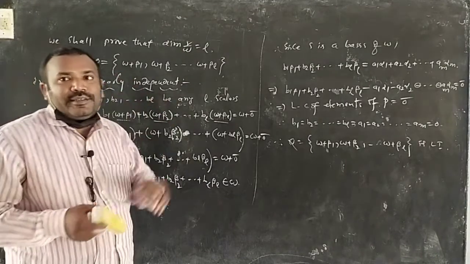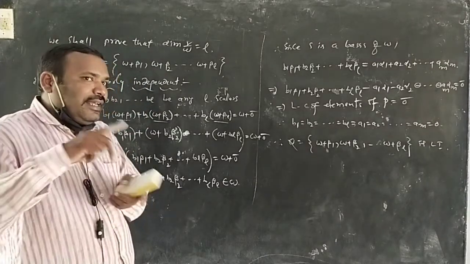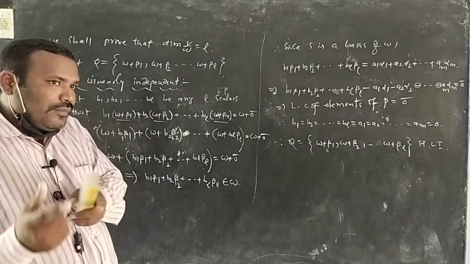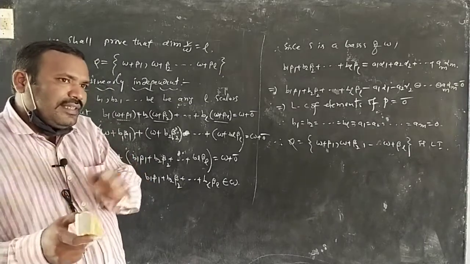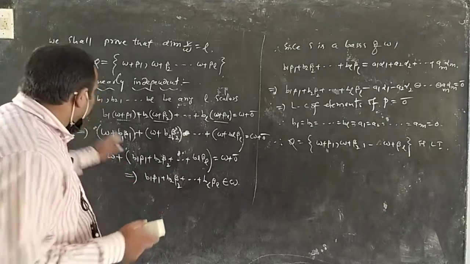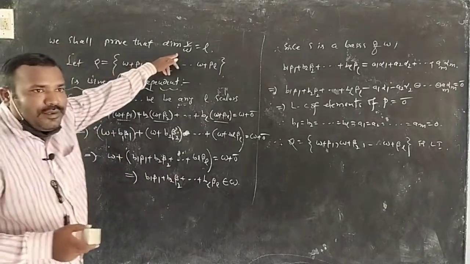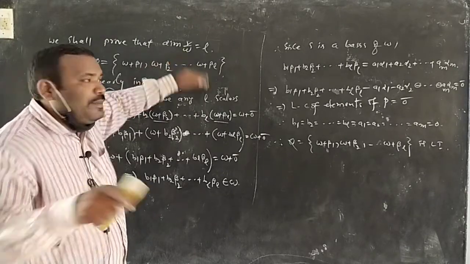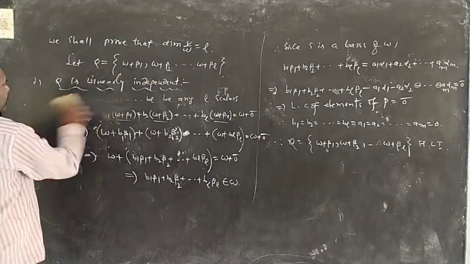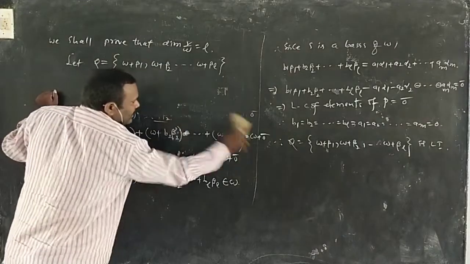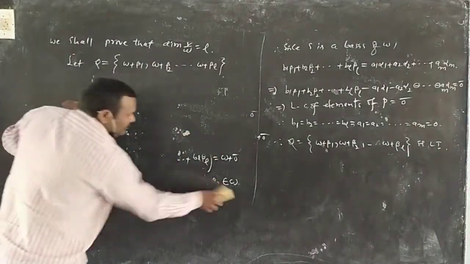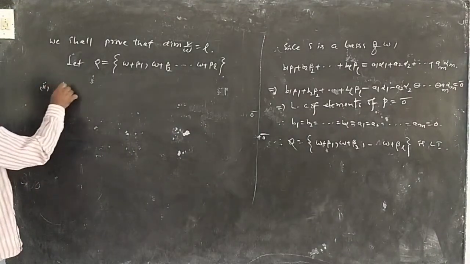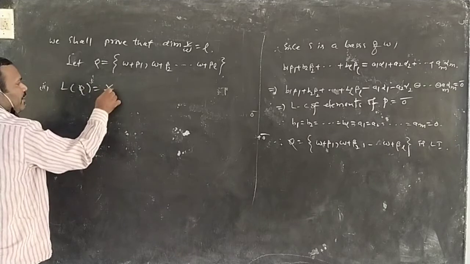So the next condition to be shown is L of Q equal to V by W. In the definition of basis there are two conditions. First one is linearly independent. Second one is L of S equal to V. If L of S equals V, then S becomes a basis of V. But we are going to say Q is a basis of V by W. Then what we have to show? L of Q equal to V by W. Understand? Okay. Second condition. Let us prove the second condition.